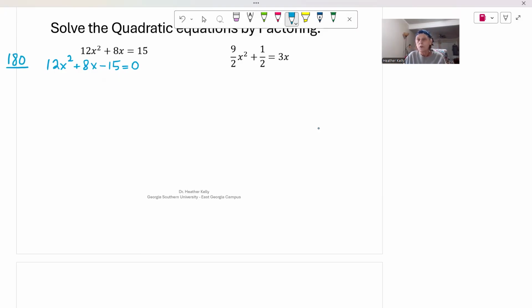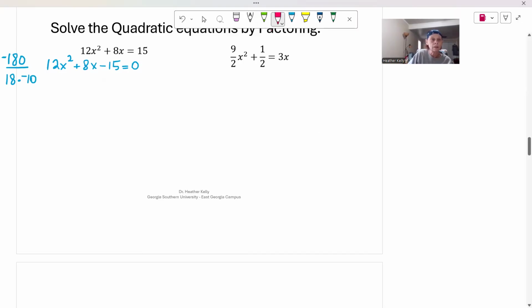Now, we can start listing out 180, 1 times 180, 2 times 60, and so forth, right? Or we can go for the easy one right away. 180 is 18 times 10. And the difference between 18 and 10 is 8. So seems as though what we're going to need, and this is a negative 180, is positive 18 and negative 10. That's going to give us our situation.